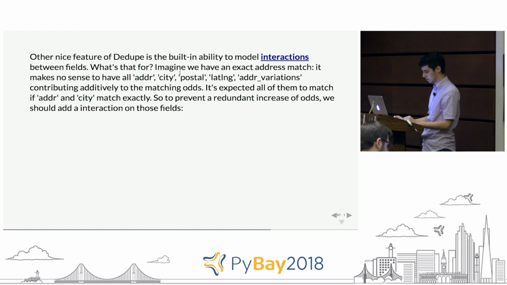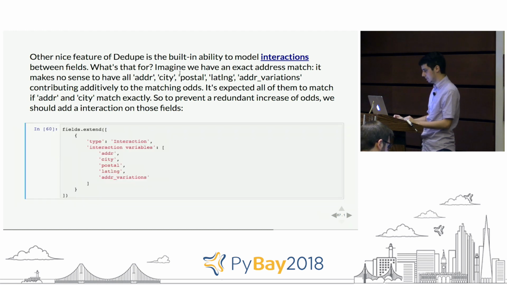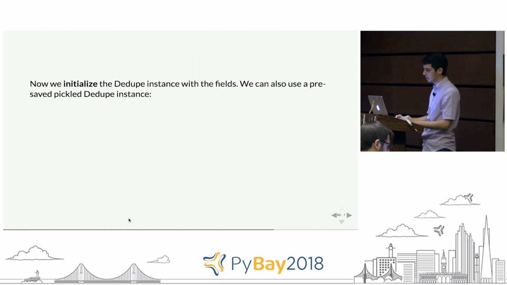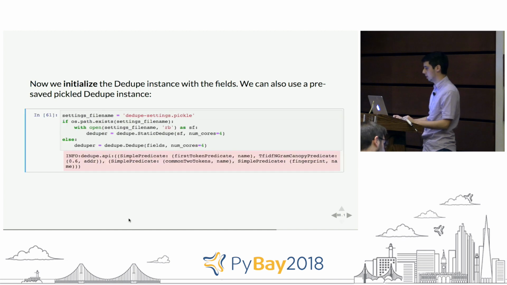Interaction is a statistics concept, but it's basically that. You just say that there is an interaction between address, city, postal, latitude, longitude, and address variations because they are all different ways of saying address. That's nice, so I'll initialize dedupe. I'm using here a P-code dedupe that I've trained before, but I've shown you how I trained it.